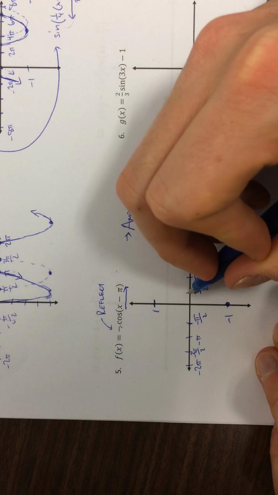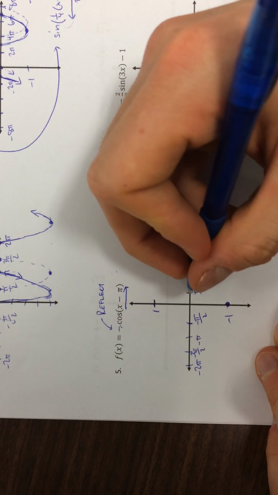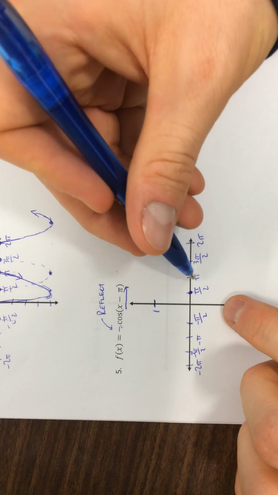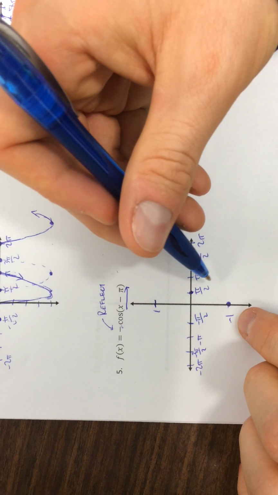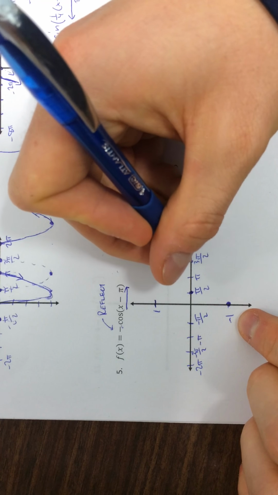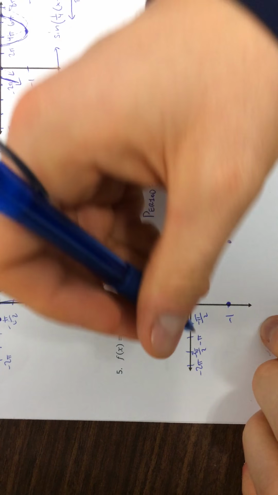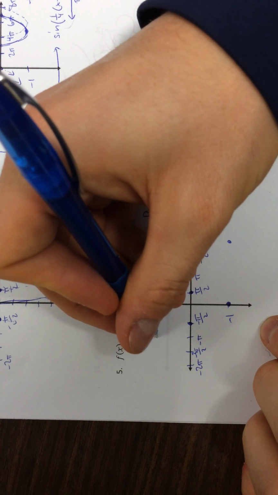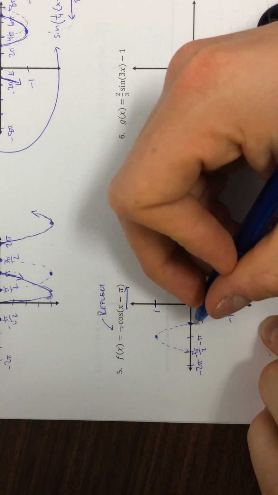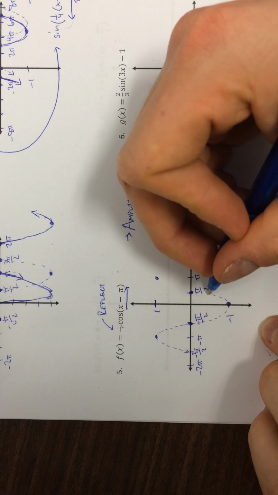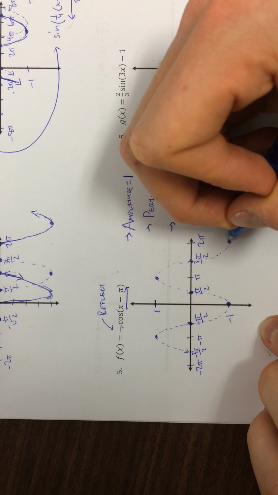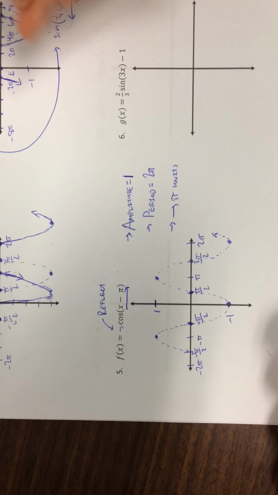At pi over 2, the function's value is 0. 0 times -1 is 0. At pi, the parent function cosine's value is -1. -1 times -1 will give us 1. And then similar thing for these points. I'm going to do this as well. So this is going to be my dotted line. This is not necessarily the parent function, but it is the parent function reflected with an amplitude of 1.